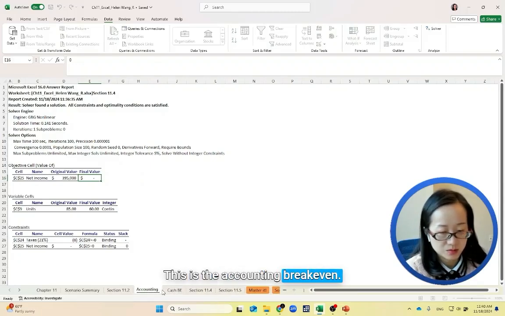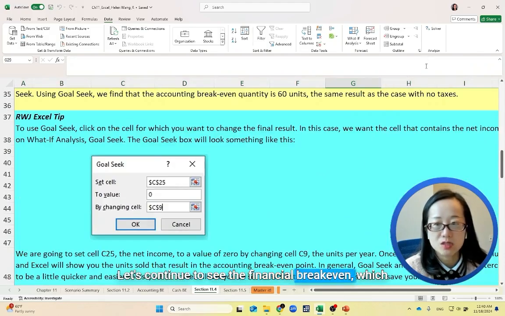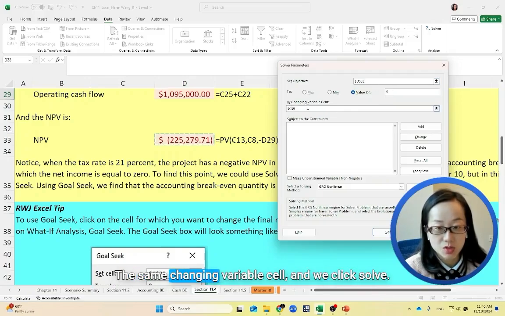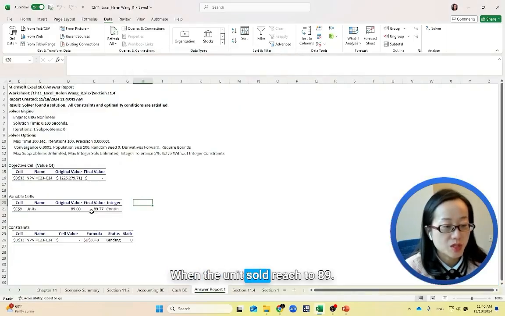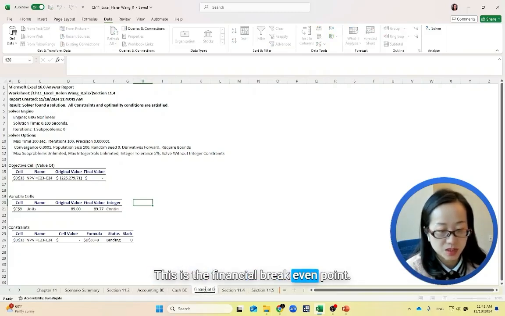break-even. Let's continue to see the financial, which we set objective is equal to NPV, D33 equal to 0. The same change in variable cell, and we click solve, restore original values, click answer, click OK. When the unit sold reached 89.7, we have the financial break-even point, make the NPV equal to 0. This is the financial break-even point.